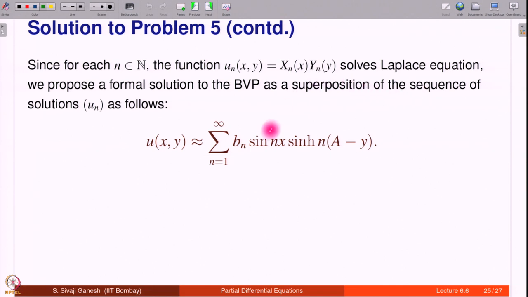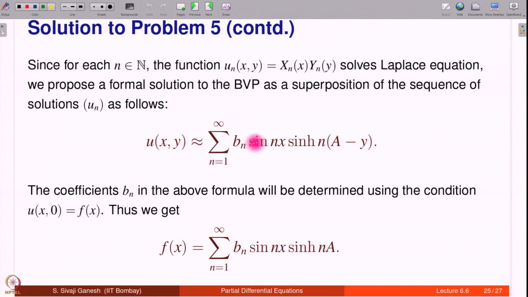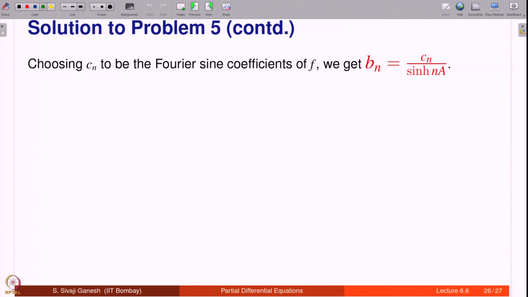Now, what is remaining is to find this b n, and we have one more boundary condition which we have not used. Using that we will try to find b n, and that is u of x comma 0 equal to f of x. So, we get f of x equal to this, putting y equal to 0. This reduces to this. So, we need to find b n so that f of x is given by such a series. So, therefore, choose c n to be the Fourier sine coefficients of f, you get b n equal to c n by sinh of n a.